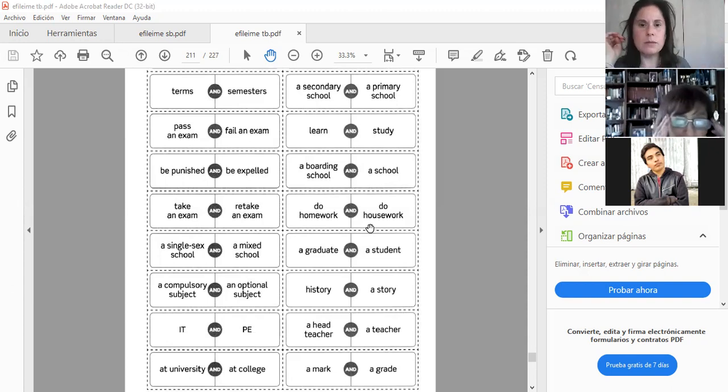Okay. Single sex school and mixed school. If it's easy, tell me and we go to another. What is a single sex school? For example, a school that has only men or only women. Single sex is for men or for women, and mixed is for both of them.